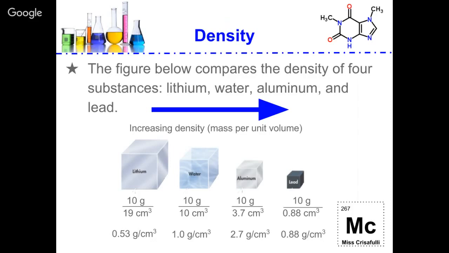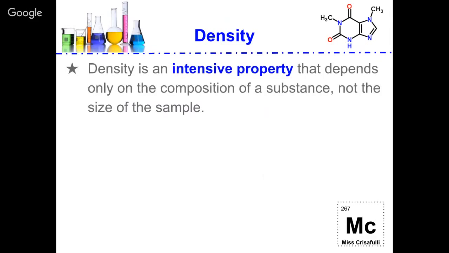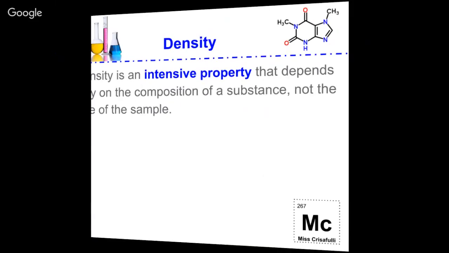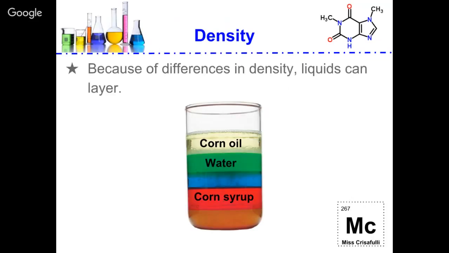So below, as we get smaller and smaller, notice how our mass amounts stay the same and our volume amounts decrease. And look what happens to our densities. We're increasing in density, mass per unit volume. So density is an intensive property. That means it depends only on the composition of the substance, not the size of the substance. So what does that mean? That means that no matter how much aluminum you have, it's always going to have the same density.